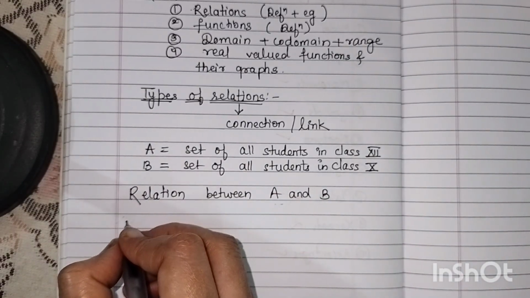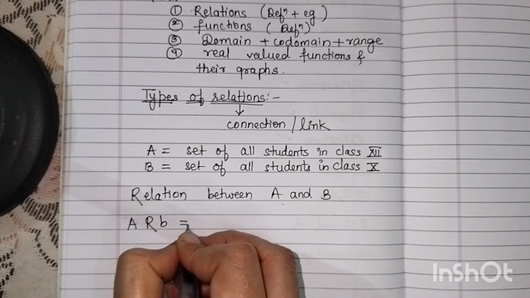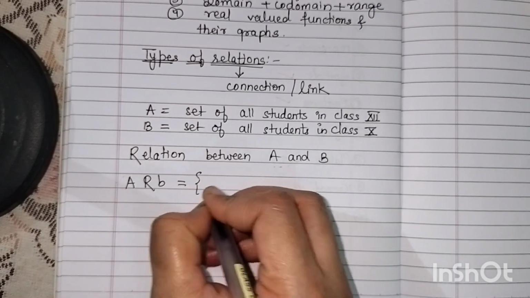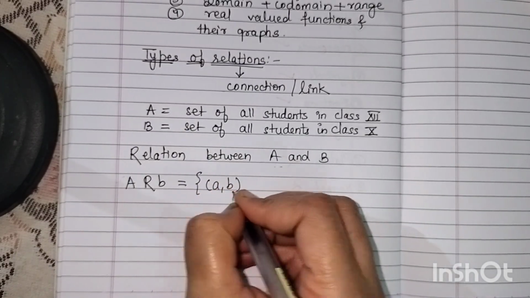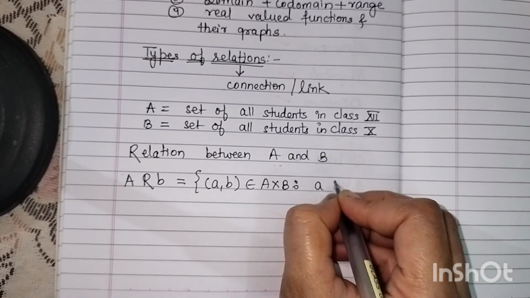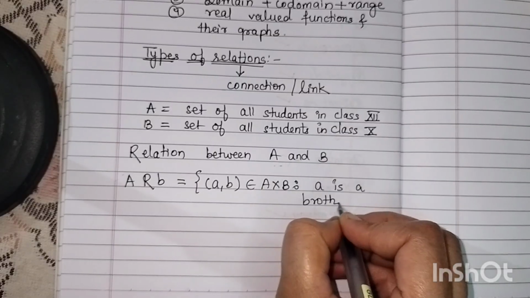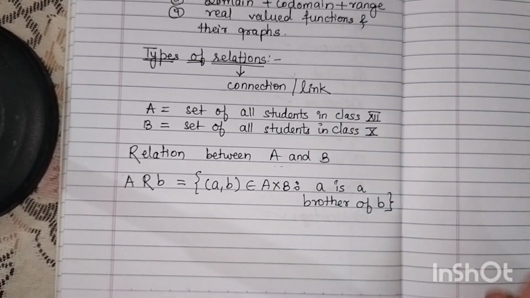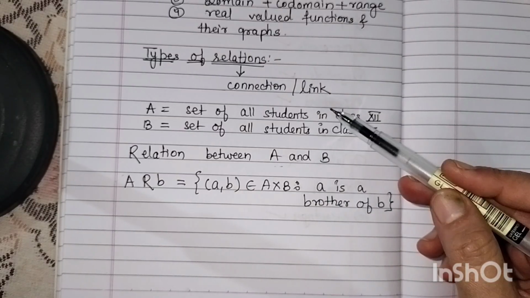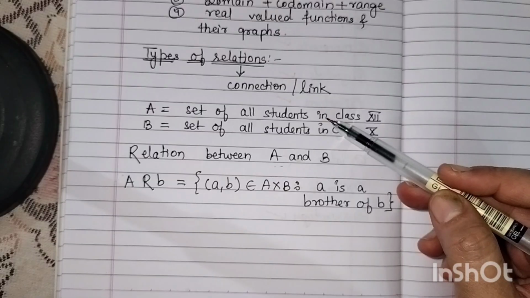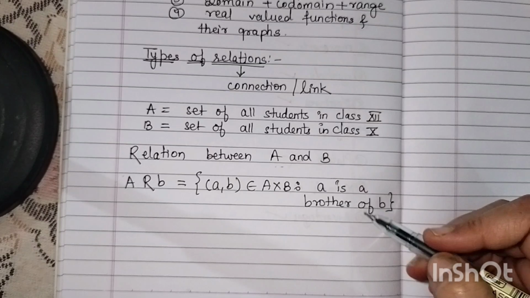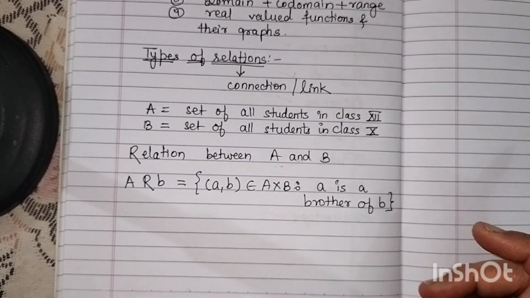So how are you going to define this? It is written as A is related to B. Okay, the notation is you have to write A is related to B. These are the elements from the sets A and B. So they are related if A is a brother of B. Students of class 12th and 10th are from the same school, and the relation is: some student from class A is related to some student of class B if A is a brother of B. So you have to find this as a relation. So this is one example of relation.